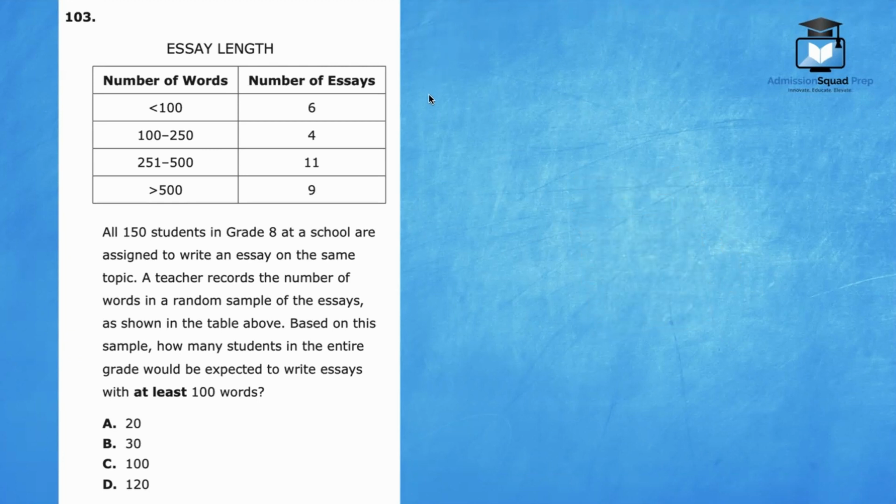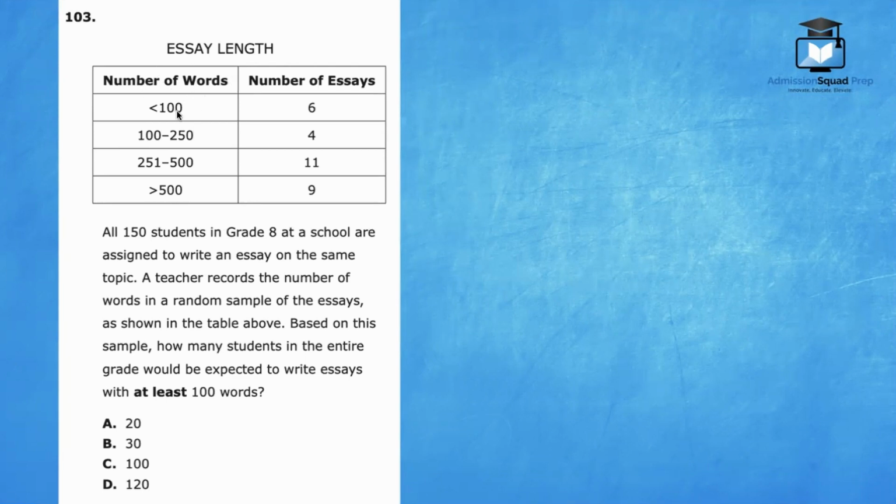Number 103. All 150 students in grade 8 at a school are assigned to write an essay on the same topic. A teacher recorded the number of words in a random sample of the essays as shown in the table above. Based on this sample, how many students in the entire grade would be expected to write essays with at least 100 words? Let's take a look at the table.